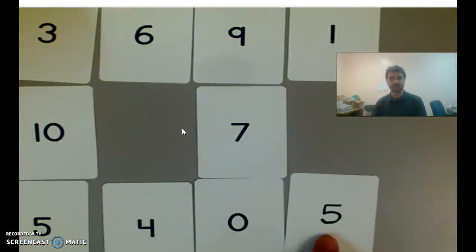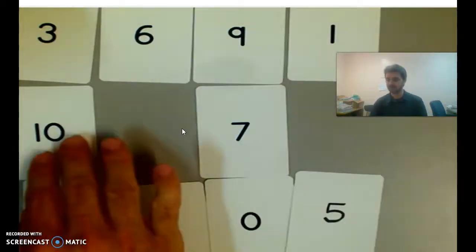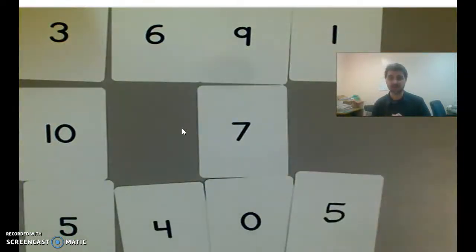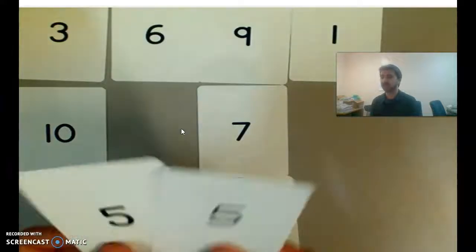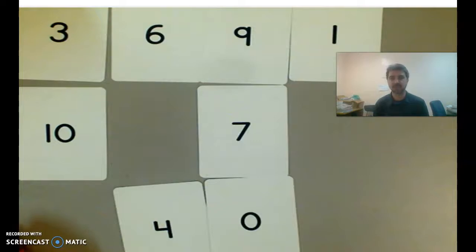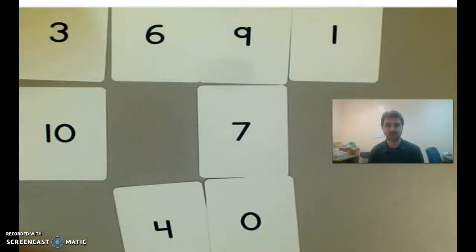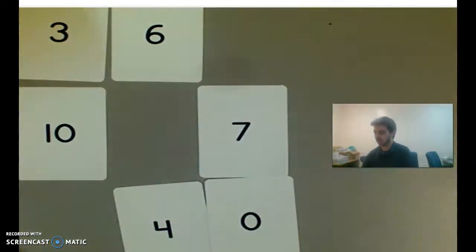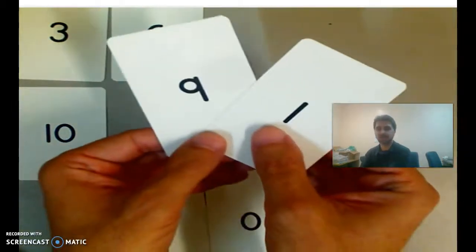Who does the 5 go with? 5 has a twin, right? 5 goes with, show me number of fingers. 5 goes with 5. 5 and 5 makes 10. Okay, so that's 2 we have. Oh, I see 2 of them side by side. Yeah, they're touching. You see, look, 9 goes with 1. 9 and 1 makes 10.